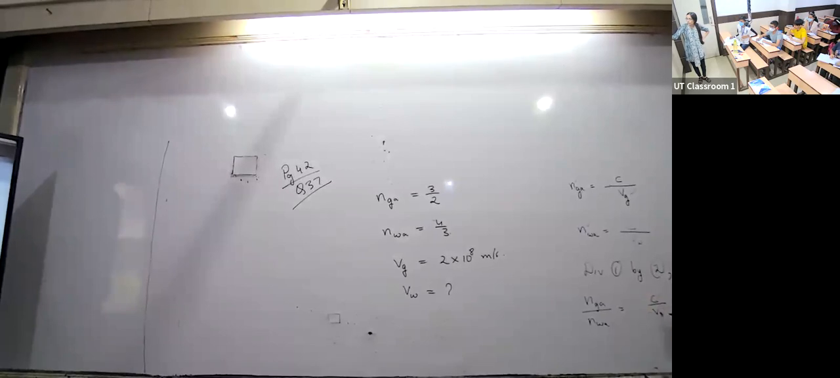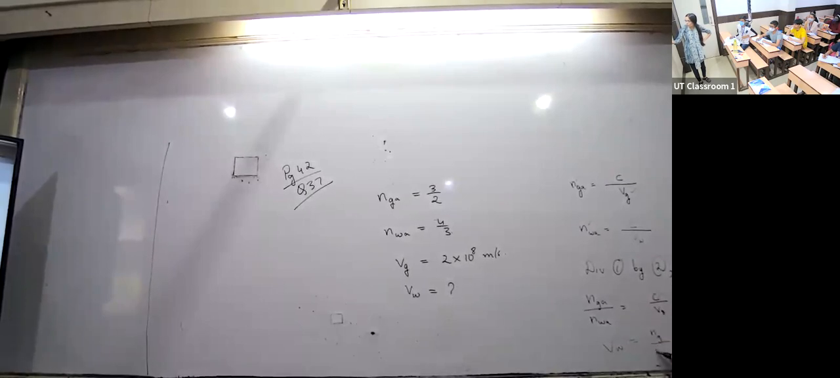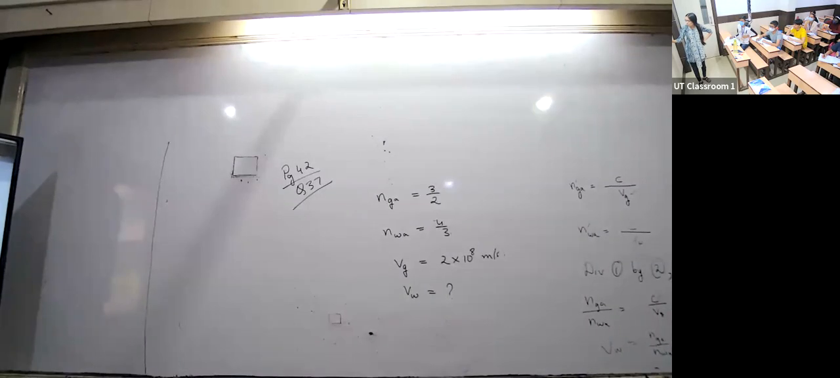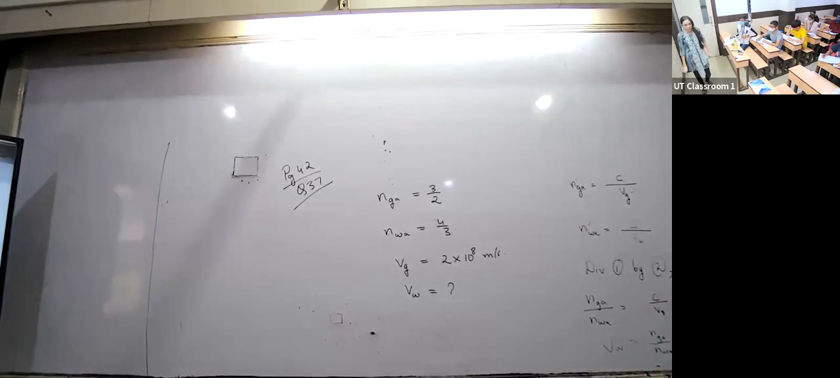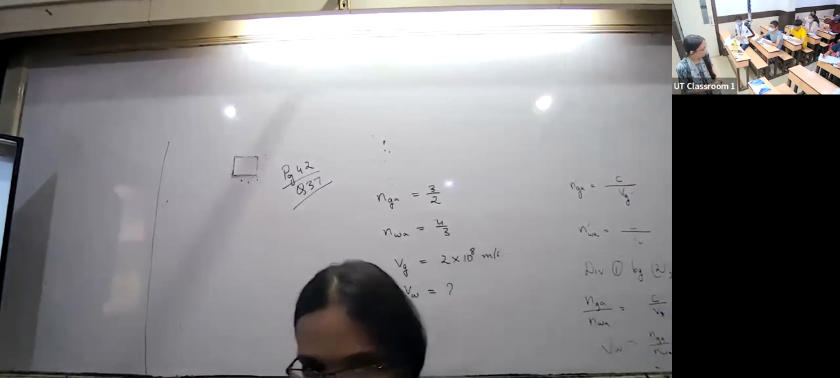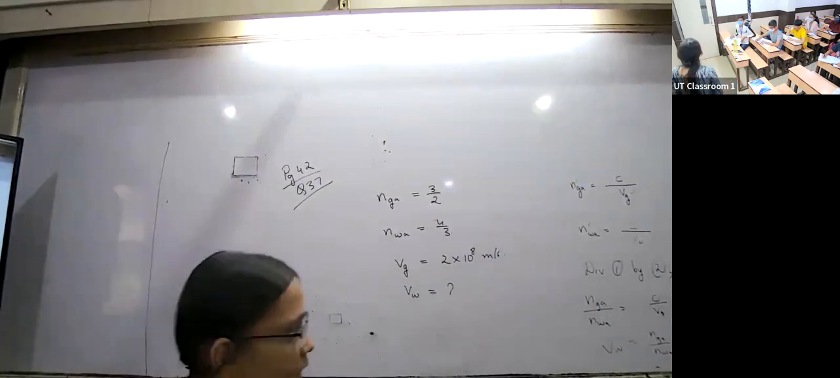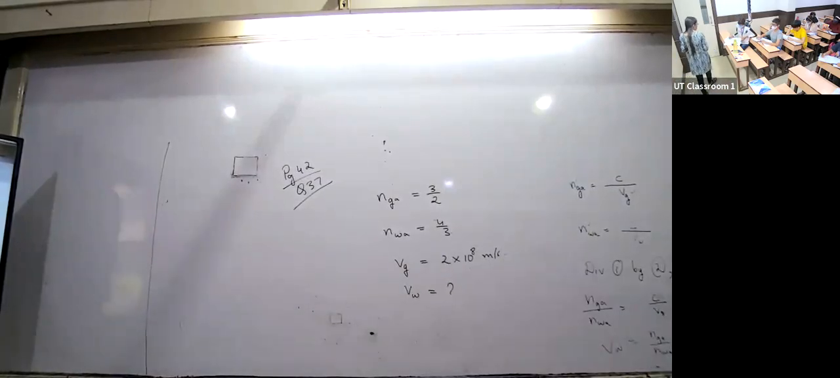I have 4 values. I want this. What is VW? VW is equal to NG by NW also multiplied by VG. Give me the answer quickly. Around 2.25 to 10 raised to 2.25, is that the answer for others as well? Please check.